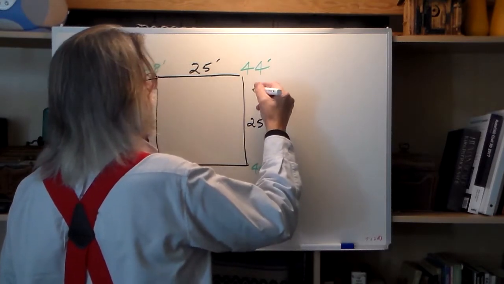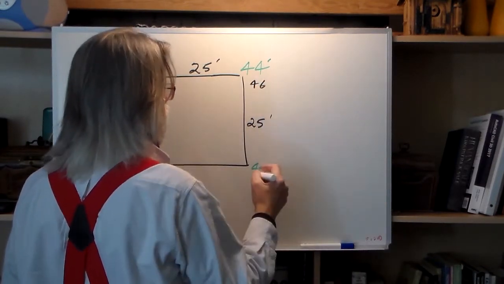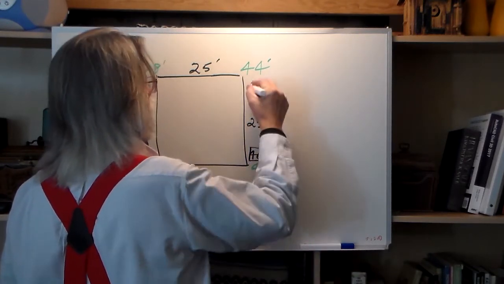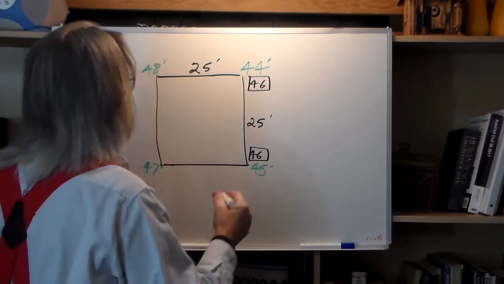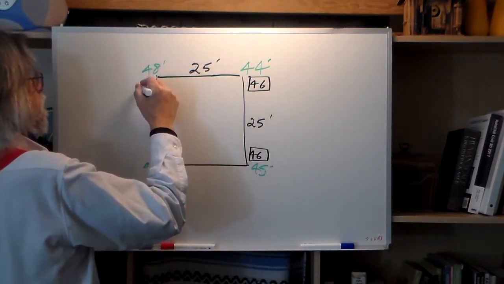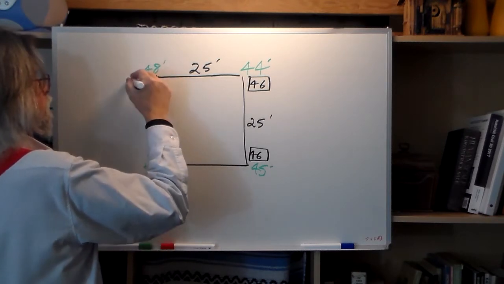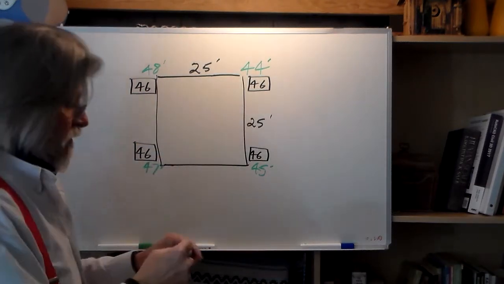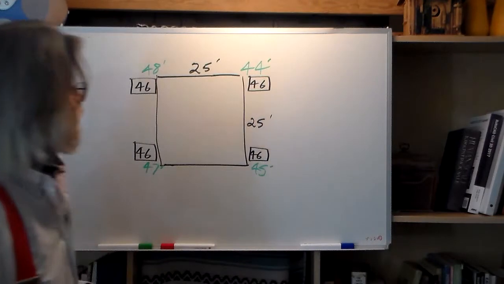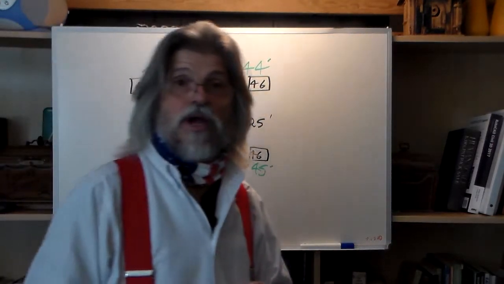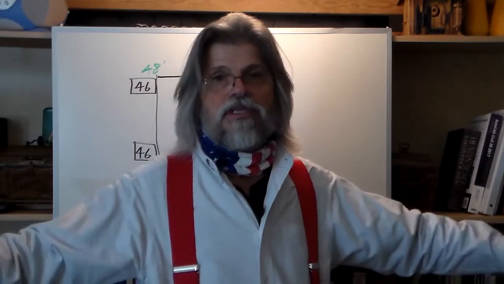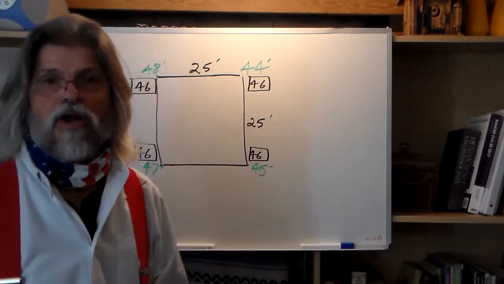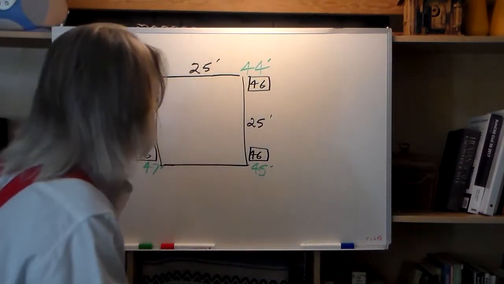We're going to make this 46. This is going to be 46. This is 46. This is 46. And this is 46. Well, it's pretty obvious that this 25-foot square, when construction is complete, is going to be dead flat. Just like a pad for a building or a small structure, a garage perhaps. 25 by 25 is about right for a garage.